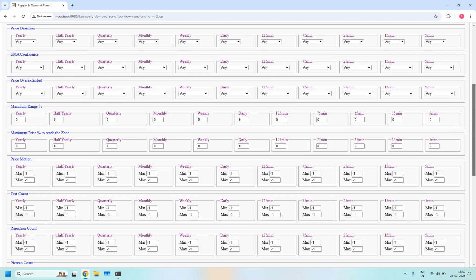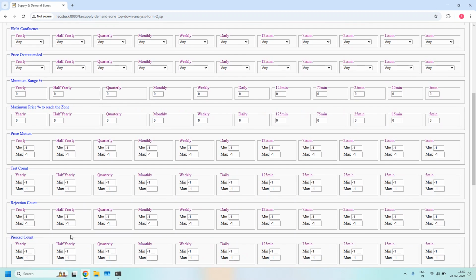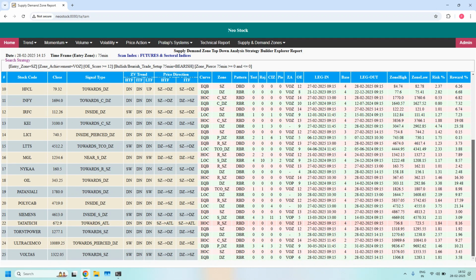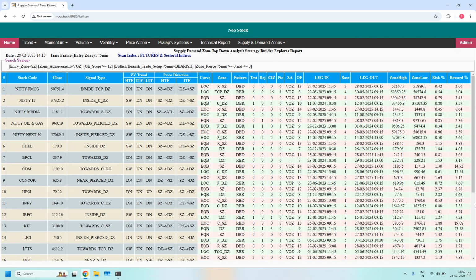75-minute supply zone should not be pierced. So in the pierced count at 75 minutes time frame, setting minimum value 0, maximum value 0, with these filters we got 25 stocks. Currently these 25 stocks are supporting bearish trade setup for weekly income trade.